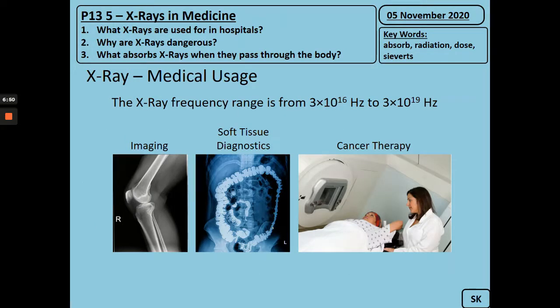Okay, X-rays and medical usage then. So the X-ray frequency range is from 3 times 10 to the power of 16 Hertz to 3 times 10 to the power of 19 Hertz. So if we have a look then, we've got imaging. So we're looking at the bones there to see if there's any damage. Soft tissue diagnosis. So again, in certain tissues we can have a look at them, not just bones. And also in cancer therapy.